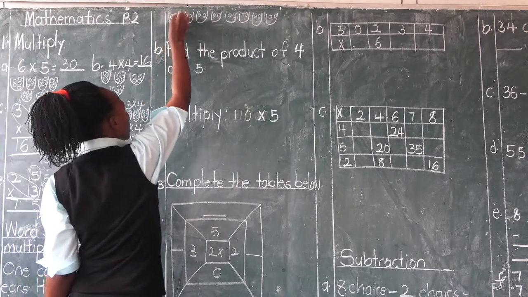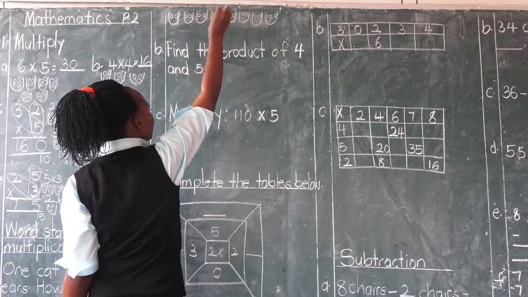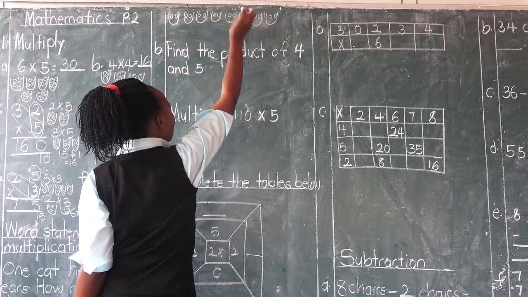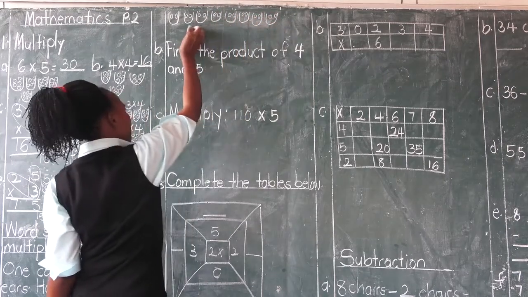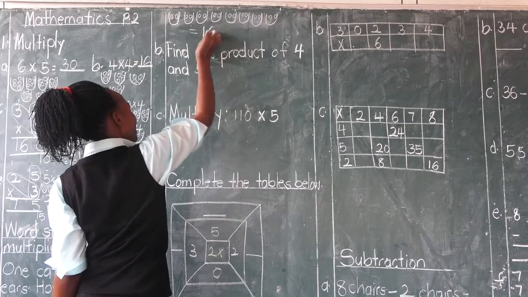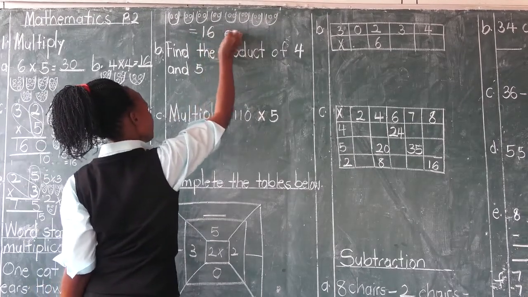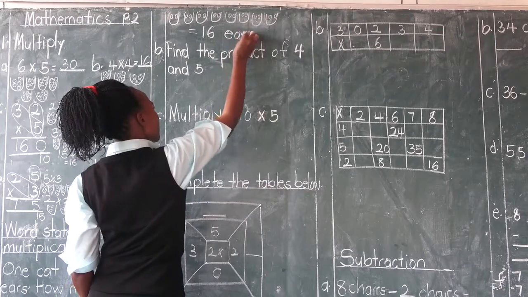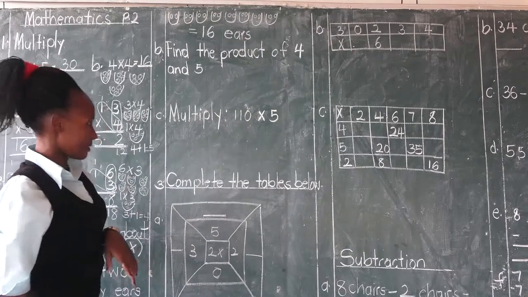1, 2, 3, 4, 5, 6, 7, 8, 9, 10, 11, 12, 13, 14, 15, 16. Our answer will be 16 ears. Alright, 8 cats have 16 ears.